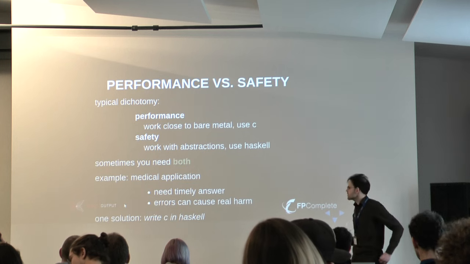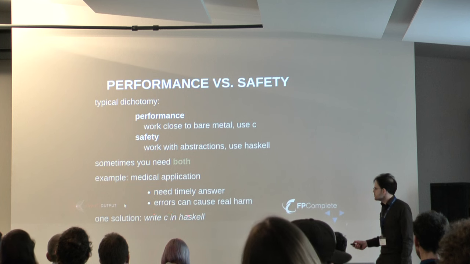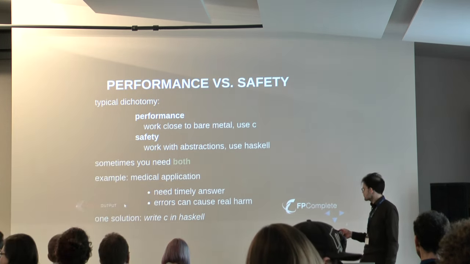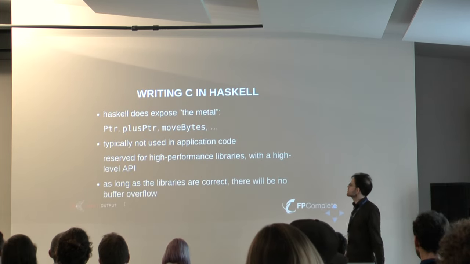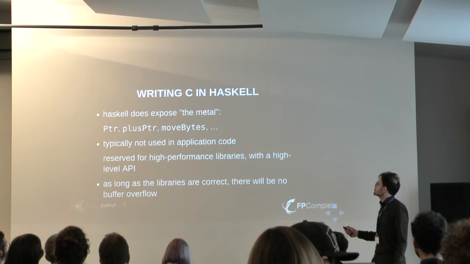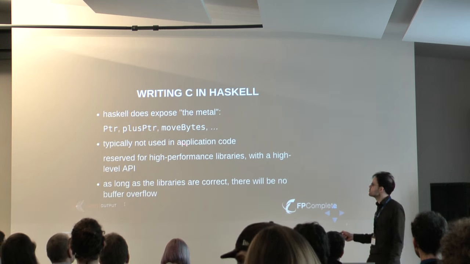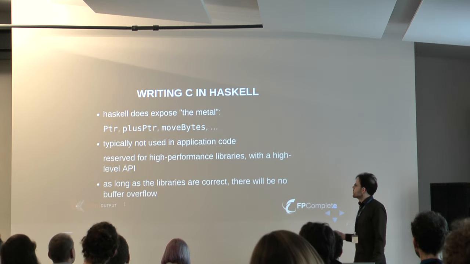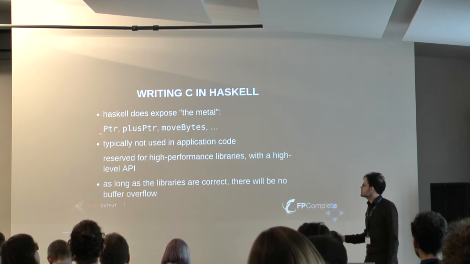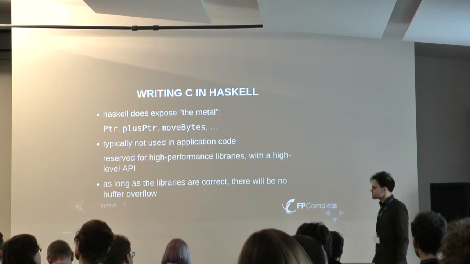And one solution when you want to have both performance and safety is what I like to call write C code in Haskell. So what do I mean by this and why is that a good thing? Well, Haskell does expose all these details of the machine. You have a pointer type, you can perform pointer arithmetic, you can find everything like that. But typically when you look at applications, you rarely see uses of those primitives.